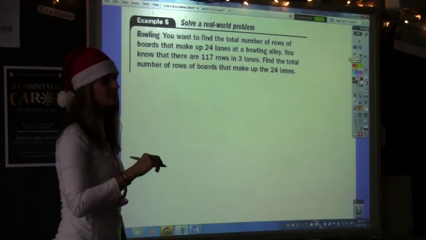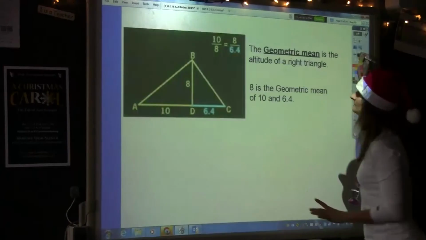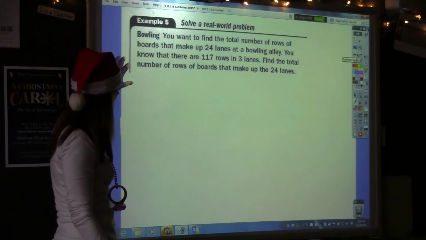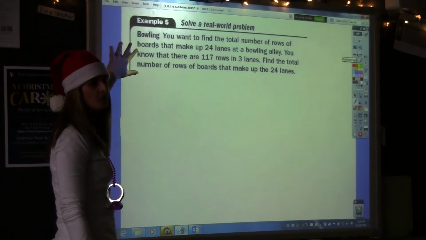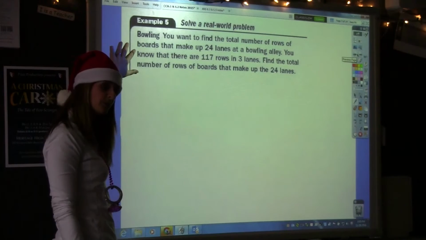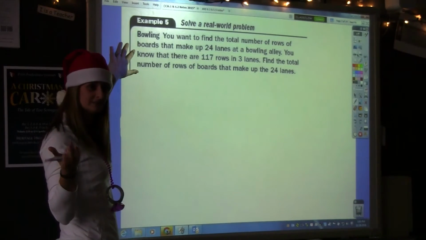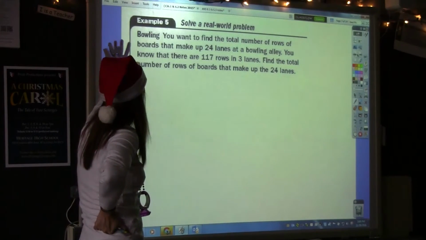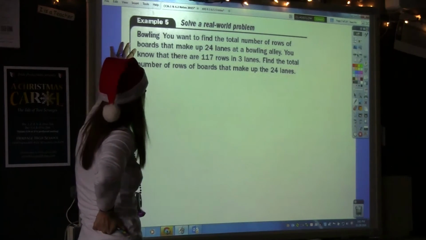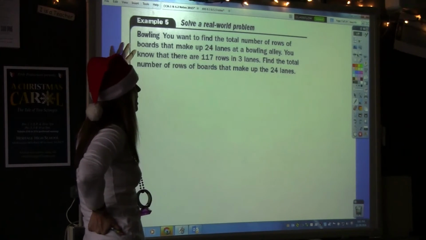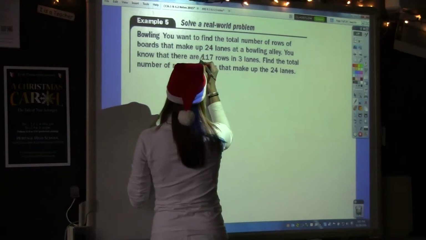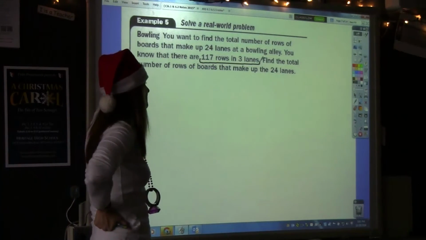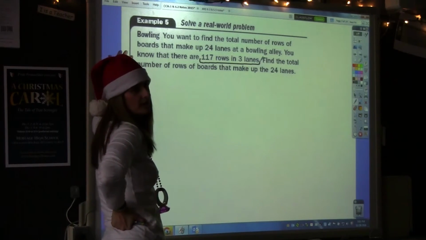So this is actually, I think, the last problem. We can use that next time. Okay, so now we've got a word problem. We're going to set up a proportion using the word problem and then solve it. You want to find the total number of rows of boards that make up 24 lanes at a bowling alley. You know that there are 117 rows and 3 lanes. Right there, that's the ratio.